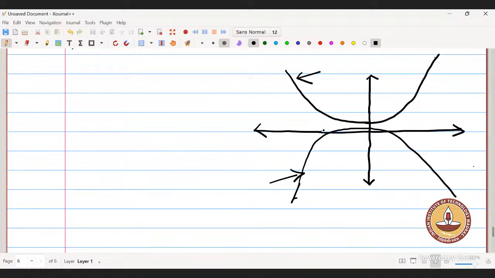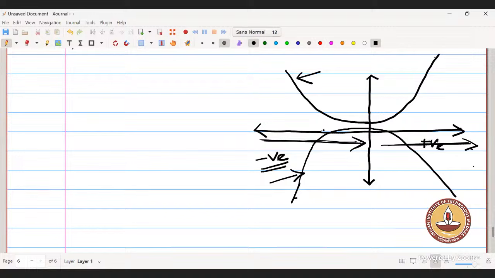Because for the below one, it is increasing in this negative part. In the positive part, it's decreasing. Yes. So that's why, as a whole, this is neither increasing nor decreasing.